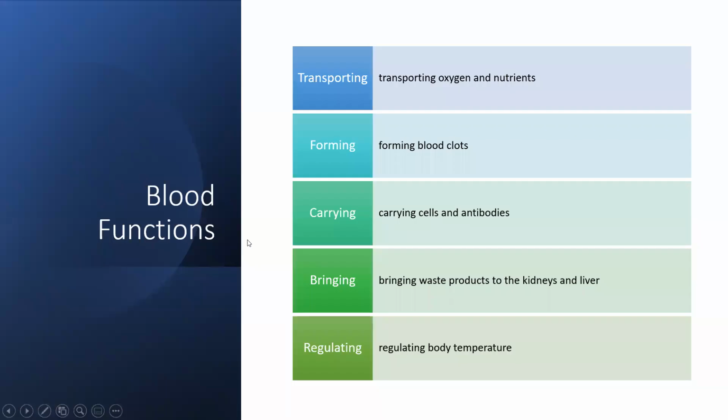So here are the functions of blood. Blood transports oxygen and nutrients. It helps form blood clots, carries cells and antibodies, and brings waste products to the kidneys and liver so that they can be eliminated. It also regulates body temperature.